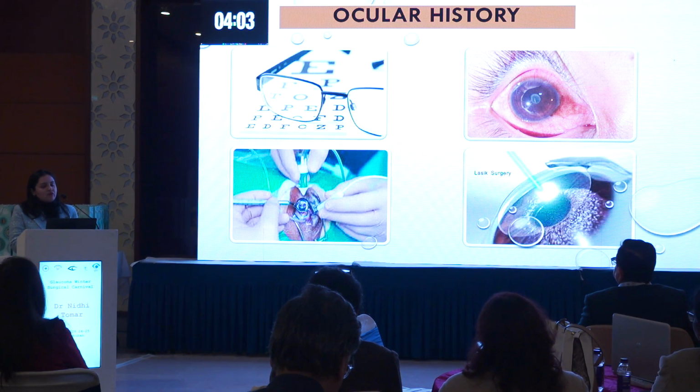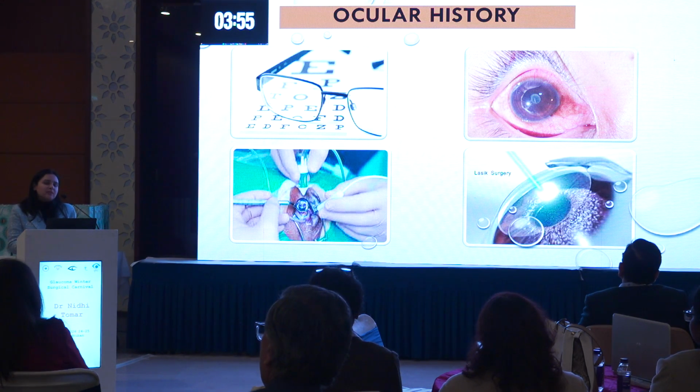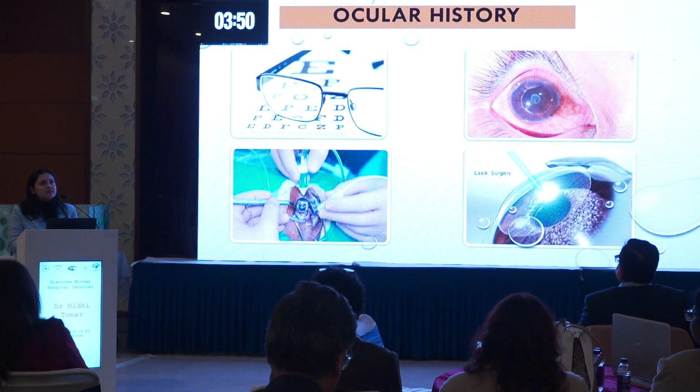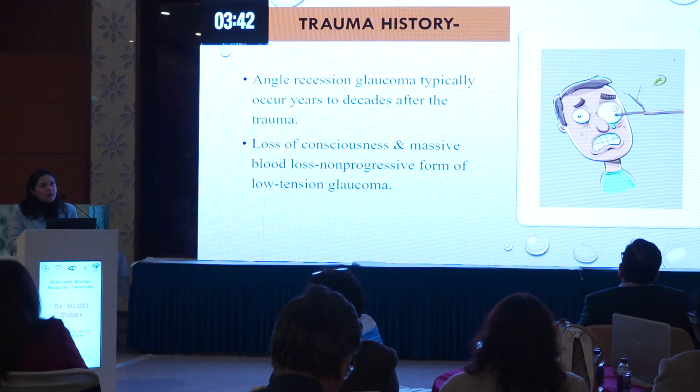Then any history of VR surgery leading to secondary glaucoma, and history of refractive surgeries leading to thinner CCT, which leads to underestimation of the IOP and missing out the patients. Any history of uveitis, and patients who use steroids for a long time, and uveitis patients also have secondary glaucomas. Then trauma history.